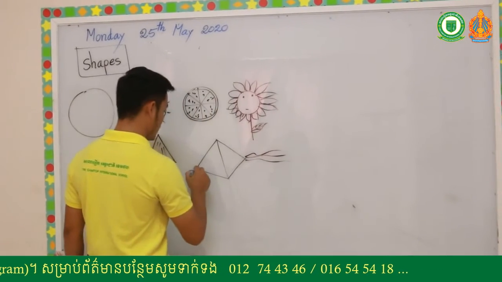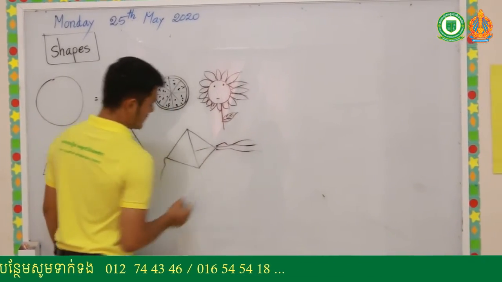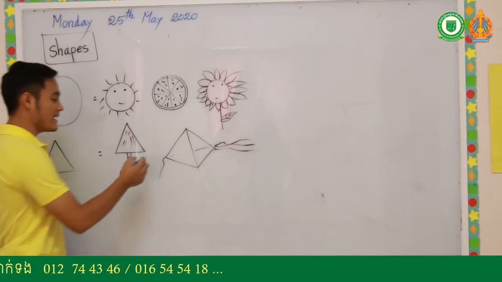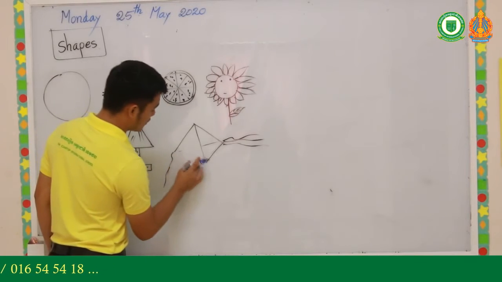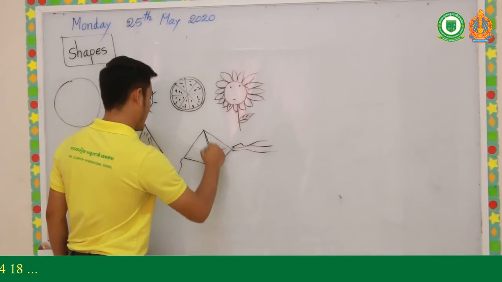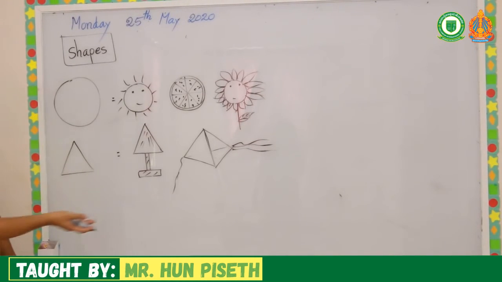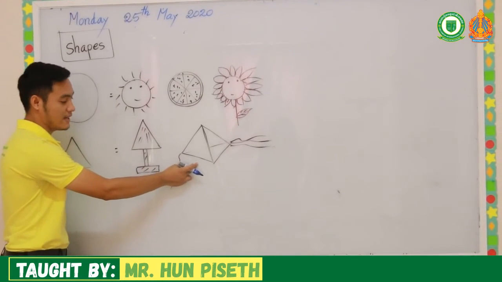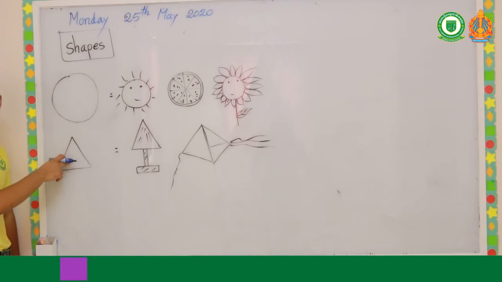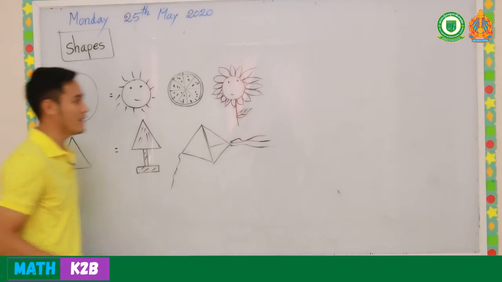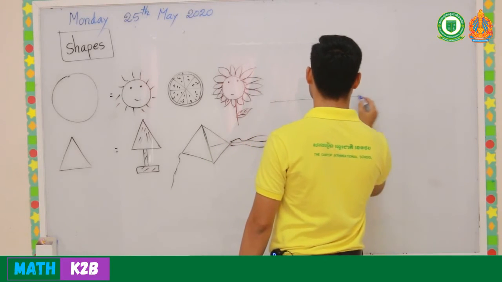Okay, you just learned this one is kite. Kite. So kite comes from the shape of triangles too. Okay, you can see here, read together, kite. Tree, okay, comes from the shape of triangle, good. Okay, so I want you to find more here.